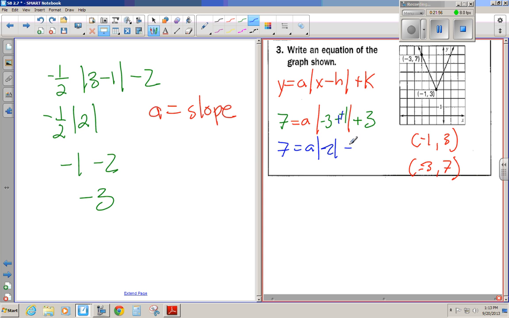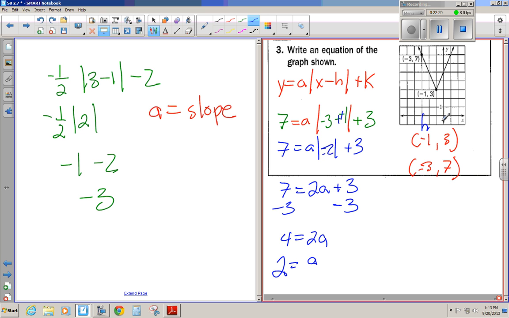It's negative 2 plus 3. Absolute value of negative 2 is 2, so you end up with 2A plus 3. This kind of looks like a mx plus b equation at this point. Minus 3, 4 equals 2A, so A is 2.